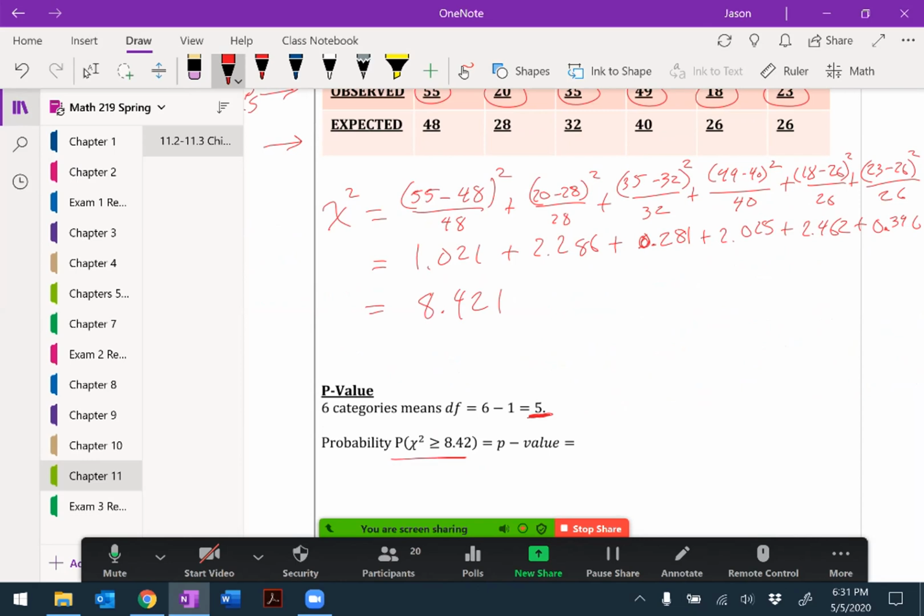So the probability is chi-squared is greater than or equal to 8.42 with 5 degrees of freedom. So I would go to a calculator and calculate what this is for 5 degrees of freedom. So we want chi-squared greater than or equal to 8.42 for 5 degrees of freedom. Let me pull up my calculator.